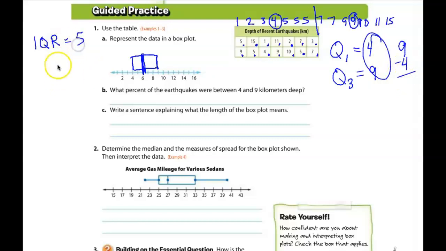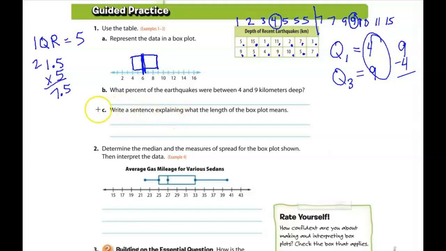Very good. If you said 5, you are correct. Now, as far as determining the outliers, we have to do a little multiplication here. We don't want to consider any data that is more than 1.5 times greater than the IQR, or more than 1.5 times lesser than the IQR. So we're going to take the IQR and multiply that by 1.5. So go ahead and solve that for me, please.